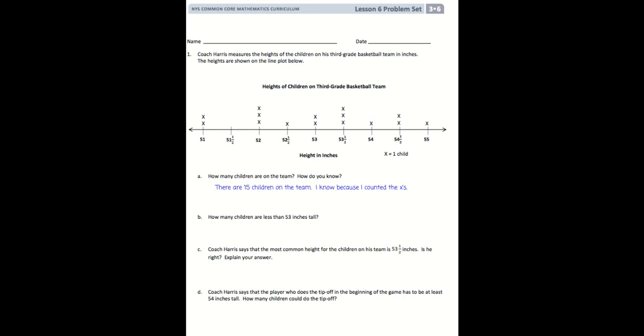On B, it says, how many children are less than 53 inches? 6 children are less than 53 inches. So 1, 2, 3, 4, 5, 6. That's less than that 53.